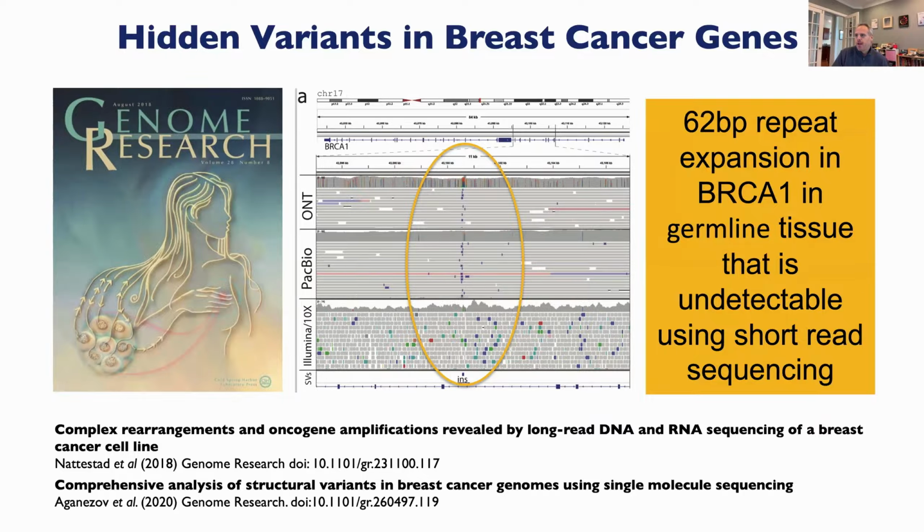In 2020, we moved this into clinical settings where we're able to look at patient samples for the first time. And in a breast cancer patient, for example, we're able to find a repeat expansion, a structural variation in BRCA1. This is the most important risk factor gene in breast cancers. And this variant was completely undetectable using short-read sequencing. So we're really excited about some of these possibilities.